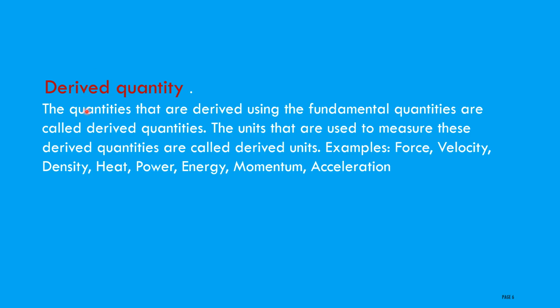Derived quantity: the quantities that are derived using the fundamental quantities are called derived quantities. Derived quantities are obtained by the combination of fundamental quantities. We can express derived quantities in the form of a combination of fundamental quantities. The units that are used to measure these derived quantities are called derived units. For example, force, velocity, density, heat, power, energy, momentum, acceleration. These are a few examples of derived quantities.